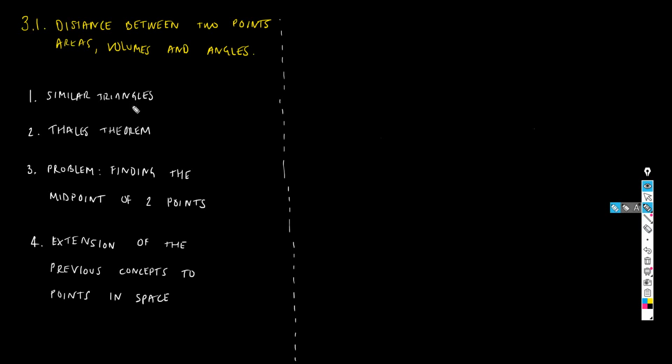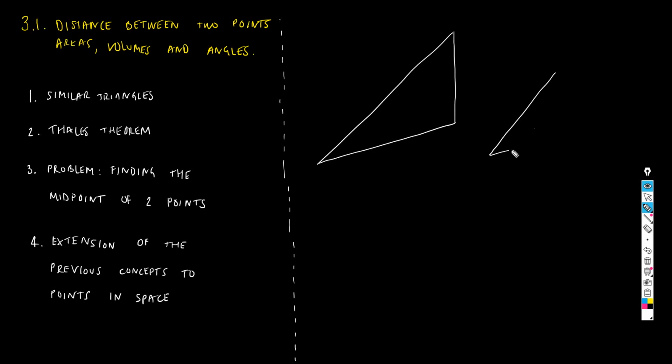Number 1, similar triangles. What are similar triangles, guys? Similar triangles are this. It's a very simple concept. I don't need to write any definition because anyways, we tend to forget the definitions, right? We get the main concept, but not the definition. So similar triangles are this.